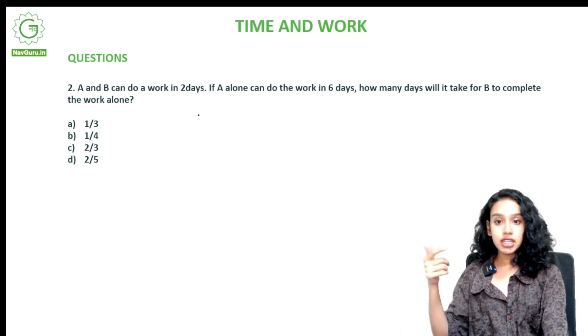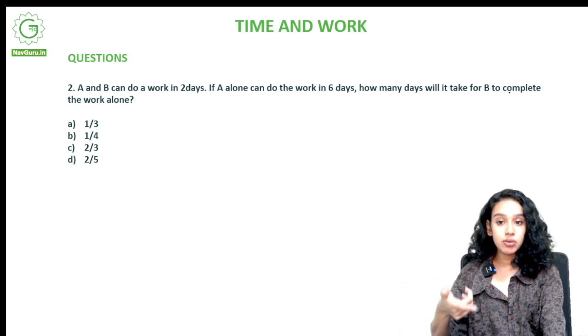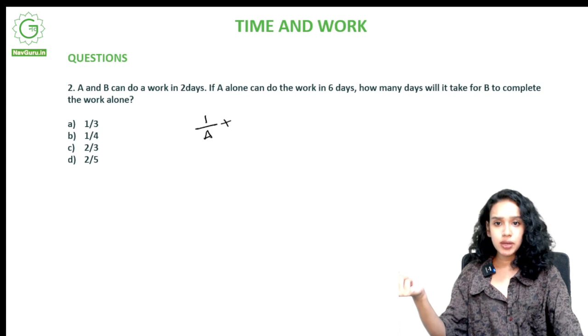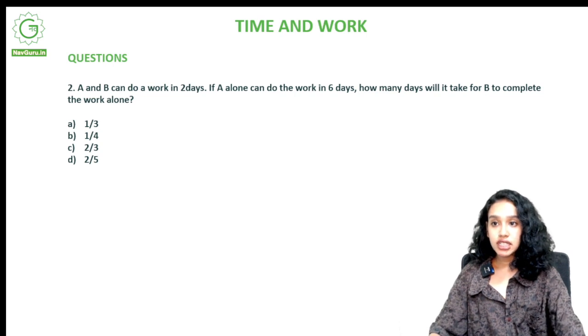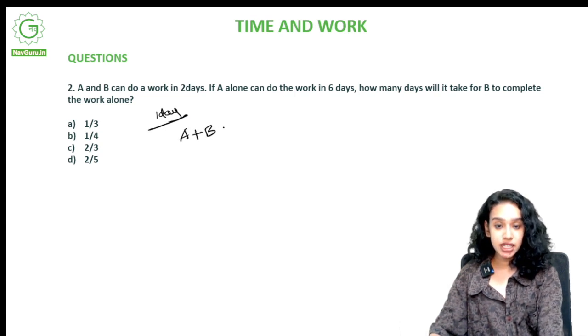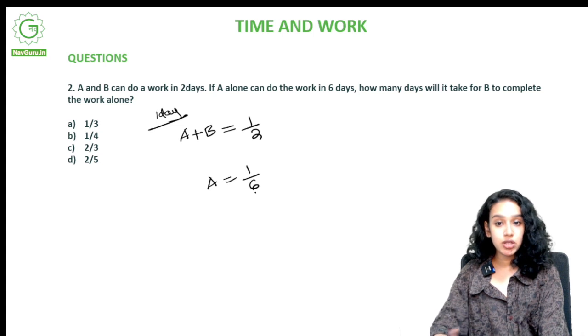Now, A and B can do a work in 2 days. If A alone can do the work in 6 days, how many days will it take for B to complete the work alone? So, the work done by A in one day plus the work done by B in one day is equal to 1/2, right? If A alone can do the work in 6 days, so in one day A does 1/6 of the work. How many days will it take for B to complete the work alone?